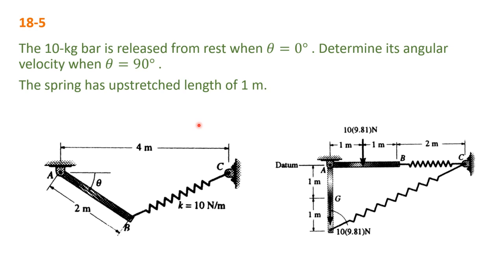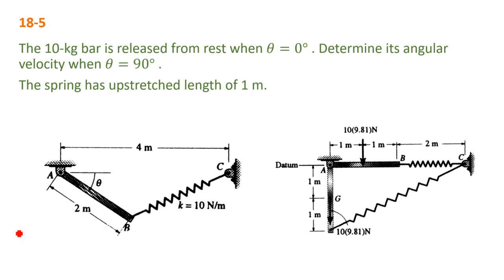So now we're going to start, knowing that the initial unstretched length of the spring is 1 meter. That means that the length of the spring in this position is going to be 1 meter, because 2 minus 1 makes it 1 meter stretch. The other length here, or stretch length here, is what I'm going to sketch here.